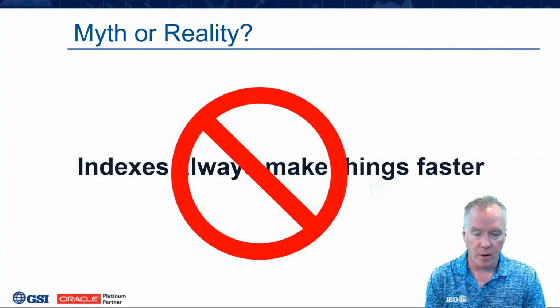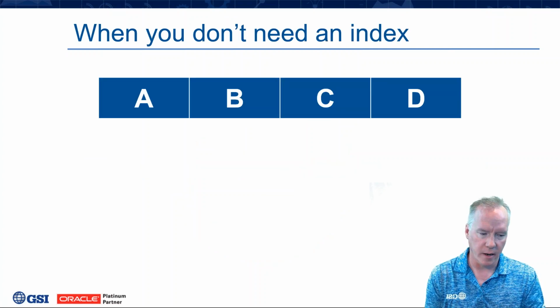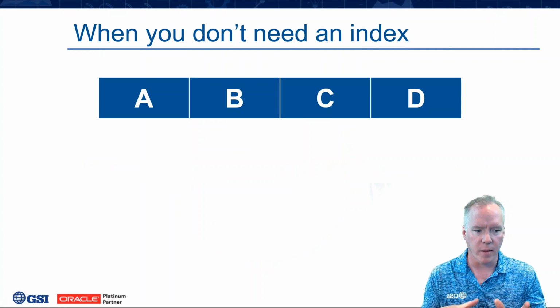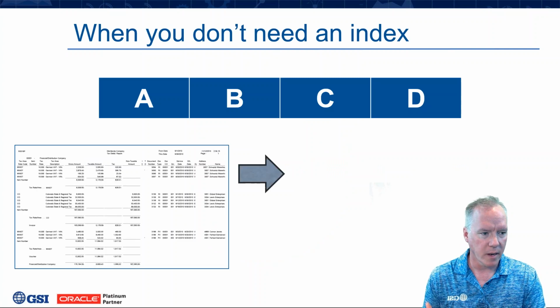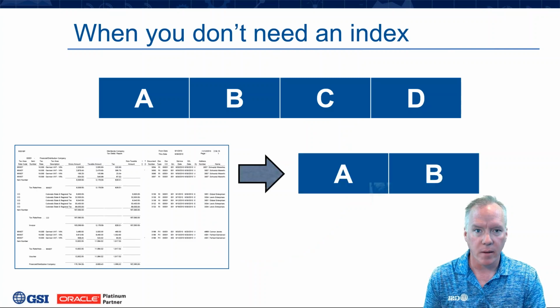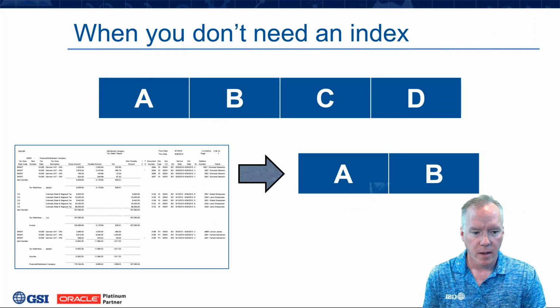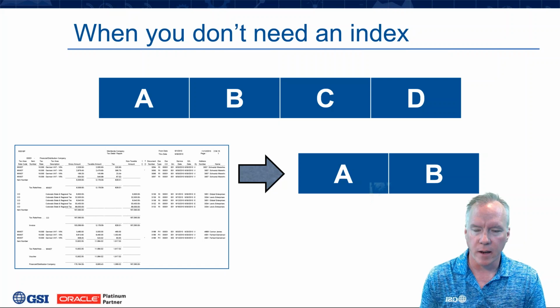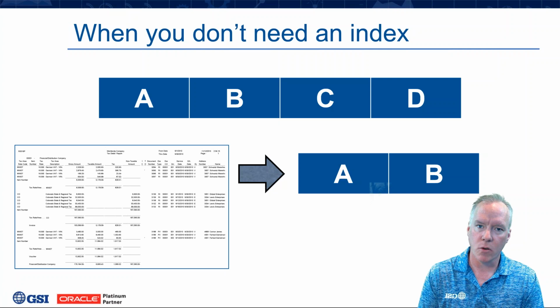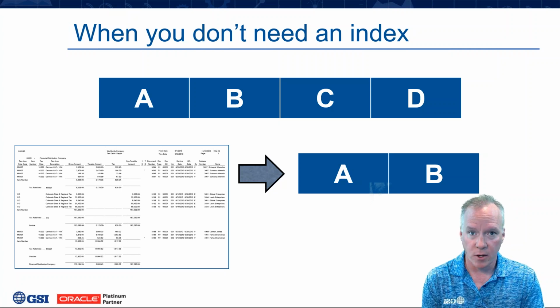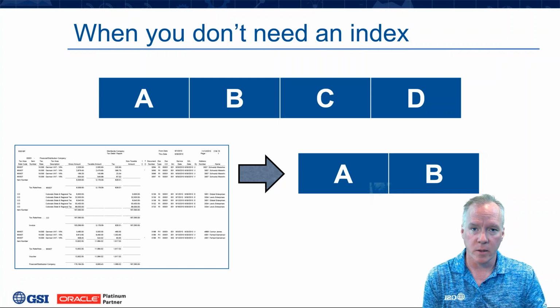So when you don't need an index, here's an example. Right here on the table that we're using, we have an index on columns A, B, C, and D. Now your report only needs columns A and B in order to get the data. Now I don't have an index on just columns A and B. Let's create an index for that. And then you run it, and it runs exactly as slow as it did before.